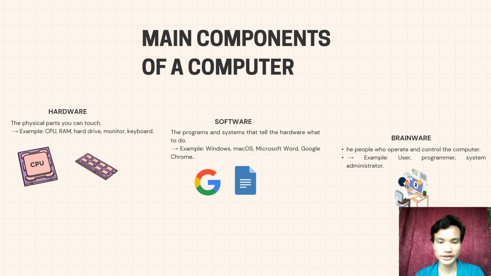And the second one is software. Software is the program and system that tell the hardware what to do. For example, like Windows, Mac OS, Microsoft Word, Excel, Google Chrome, and the other one. And the third is brainware. Brainware is people who operate and control the computer. For example, like user, programmer, system administrator, and the other one.